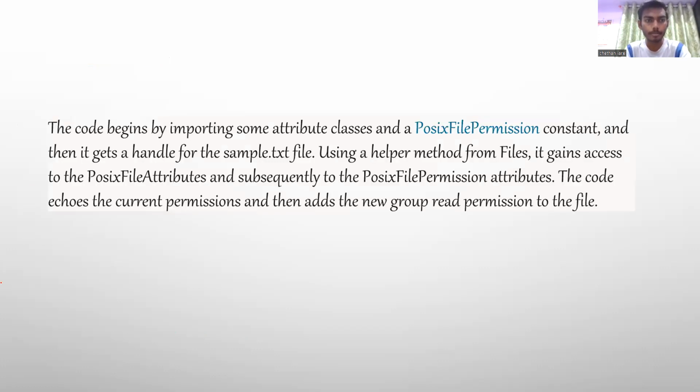The code begins by importing some attribute classes and a POSIX file permission constant, and then gets a handle for the sample text file, sample.txt. Using a helper method from Files, it gains access to the PosixFileAttributes, and subsequently to the POSIX permissions attributes. The code echoes the current permissions and then adds the new group read permission to the file.